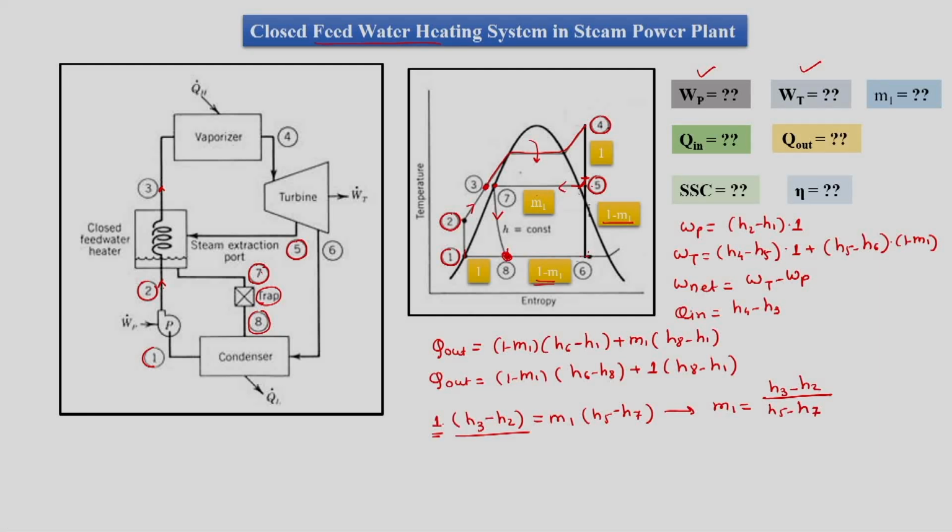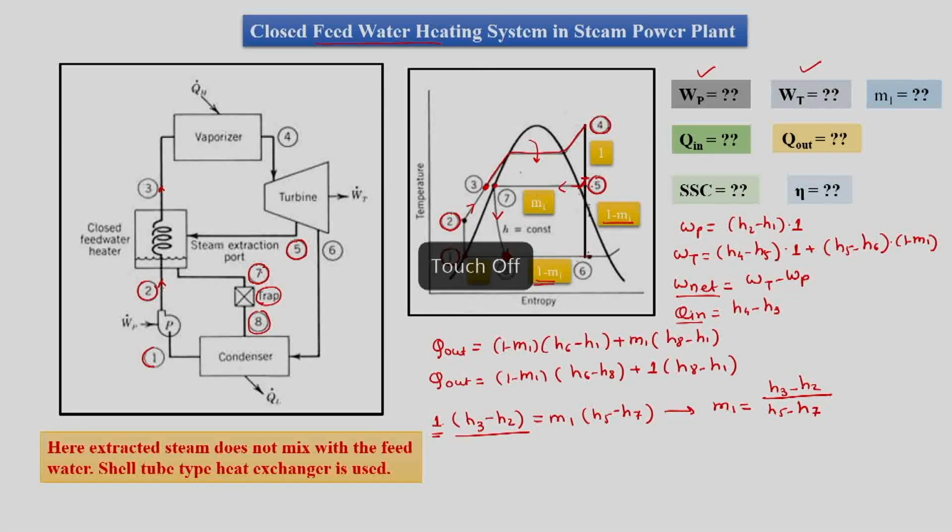Then specific steam consumption and efficiency can be found out since we know W net and Q in, these two things. Here, the point to be noted is that we did not mix the steam which is extracted from the turbine. We did not mix. So this steam can be extracted at any pressure. There is no constraint on the pressure of the steam.